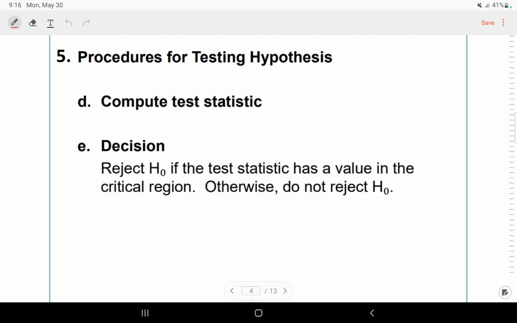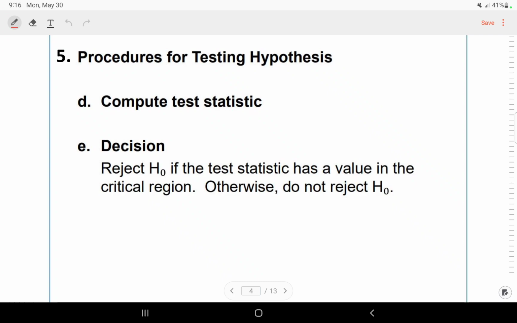Fourth, you should compute for the test statistic. I'll give you a table and the formula later on. And lastly, to make a decision. So it's either you'll accept the H0 or you will reject the H0 or fail to reject the H0, depending on the computed test statistic in step number 4.